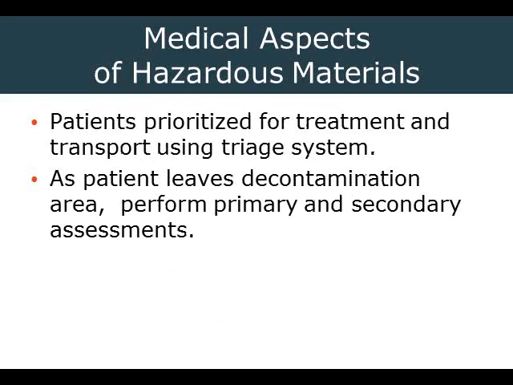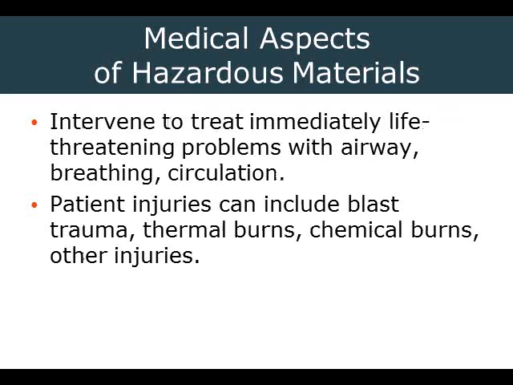Patients need to be prioritized for treatment and transport using our triage system. We still use the same triage system that we would for most medical patients and trauma patients. As the patient leaves the decon area, we're going to perform our primary and secondary assessments. We're going to intervene to treat immediately any life-threatening problems with ABCs. Patient injuries may include things such as blast trauma, thermal burns, chemical burns. They may have other injuries. If it was, say, a crash, a semi-rollover in which the patient has suffered some traumatic injuries, but now on top of it, we'll have a contamination.